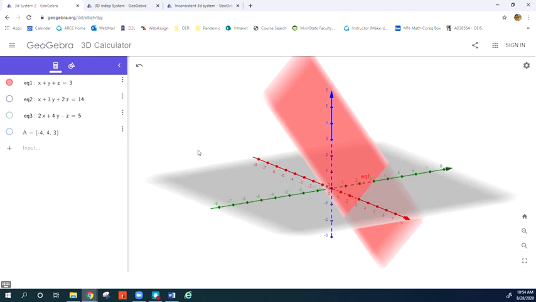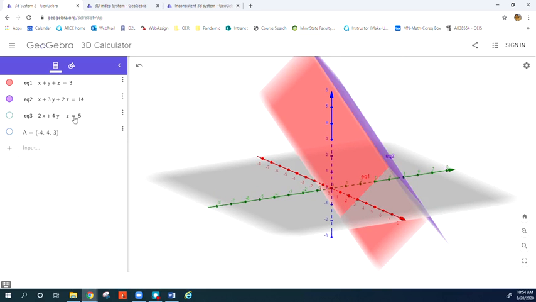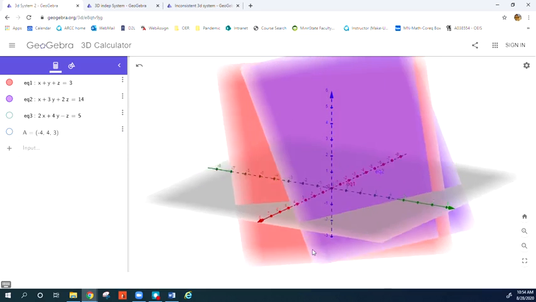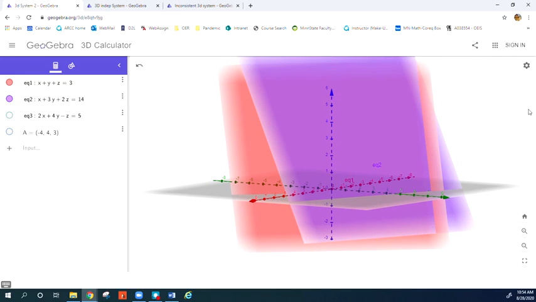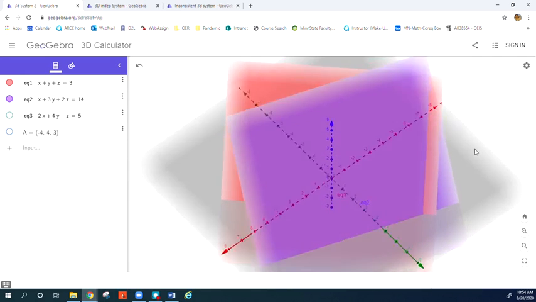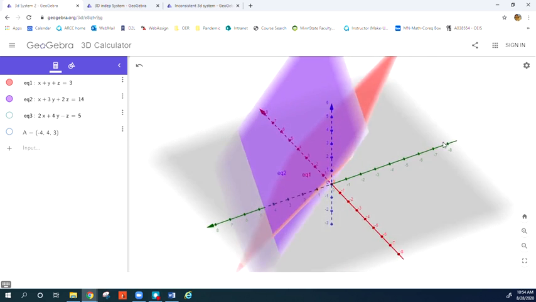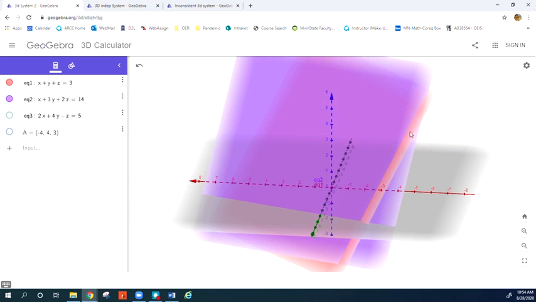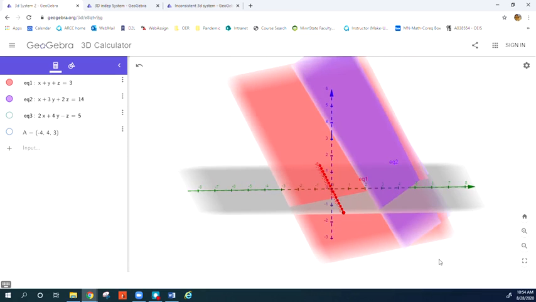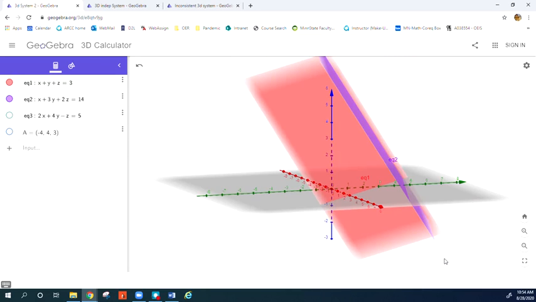So there is a plane. If I stick a second equation in here, that purple plane there is x plus 3y plus 2z equals 14. And those two planes are intersecting one another along a straight line over here. You can see this straight line right there. So far, those two have infinitely many intersection points.